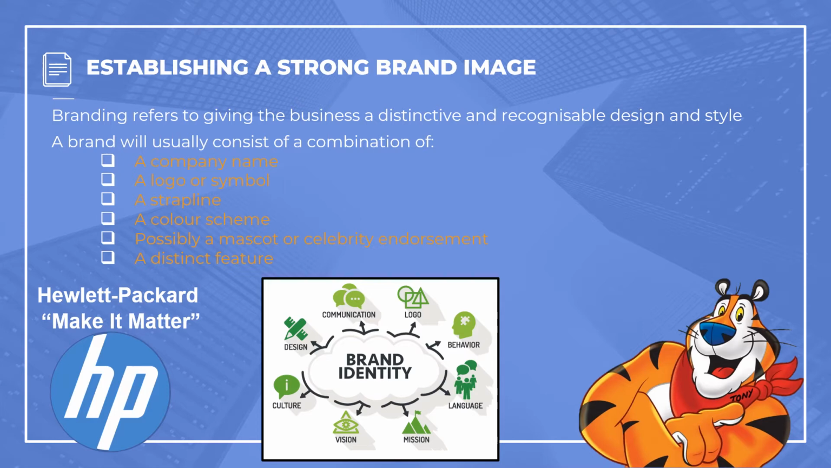Then we can possibly have a mascot or a celebrity endorsement, which people see that person or that mascot and instantly recognize your business. The best example I could think of was Tony the Tiger from Frosties, because that is a long-lasting endorsement or mascot that people will recognize. Lastly, we've got a distinct feature. That is something that your brand might have that makes it stand out from other brands.